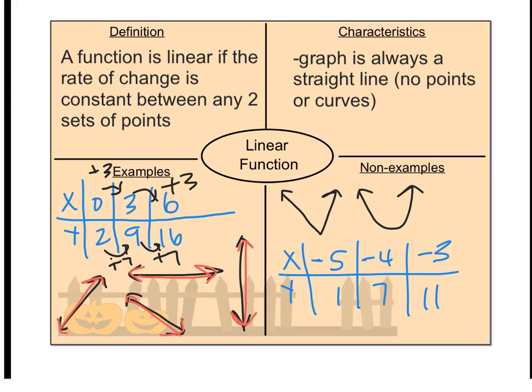For non-examples, you can see this first graph comes to a point. It's actually an absolute value function. And this second one has a curve. That's a parabola, and that's a quadratic function. So those are not linear functions.